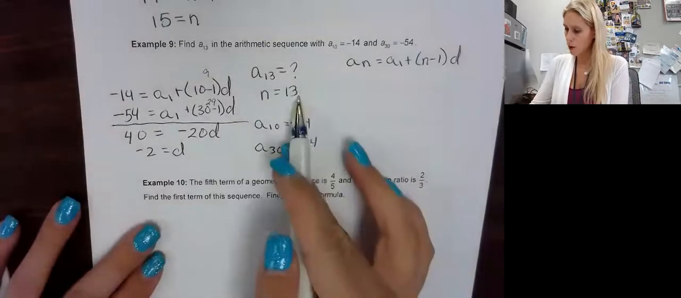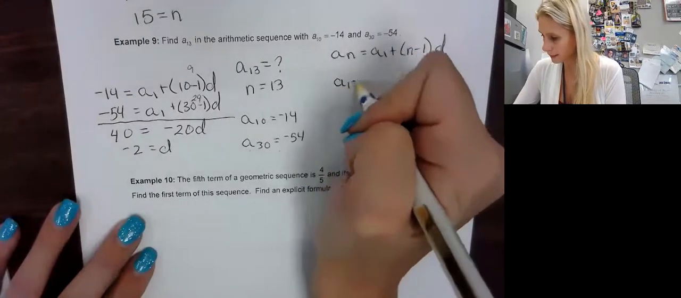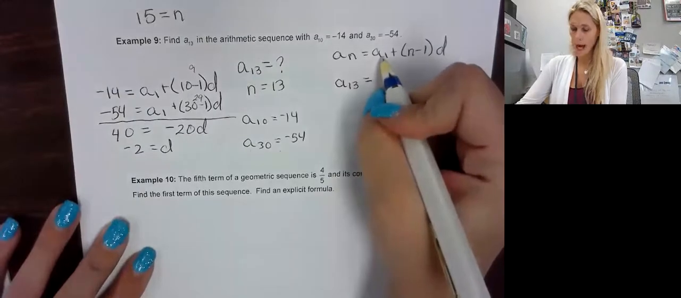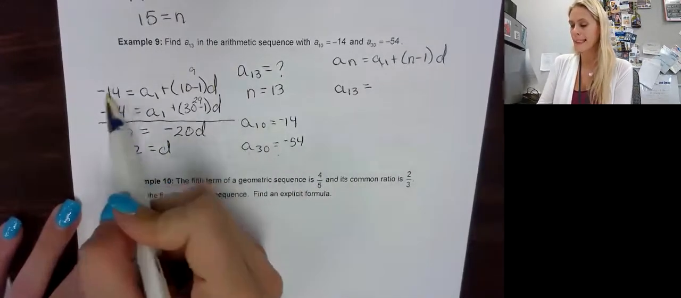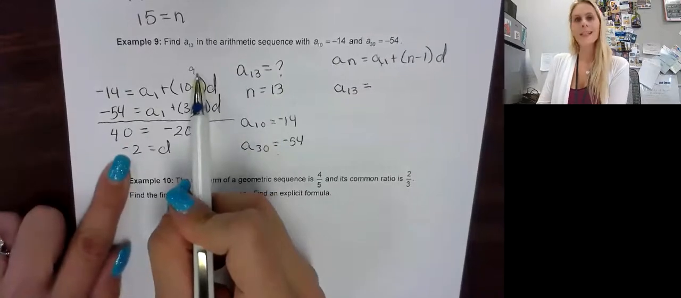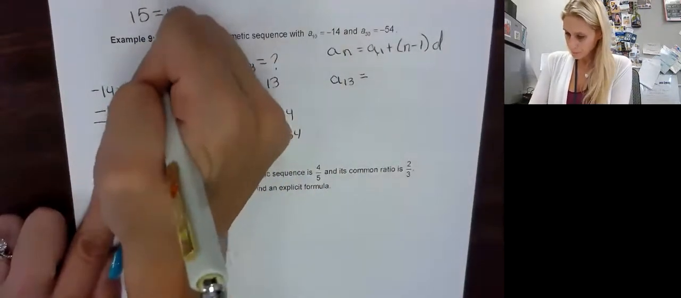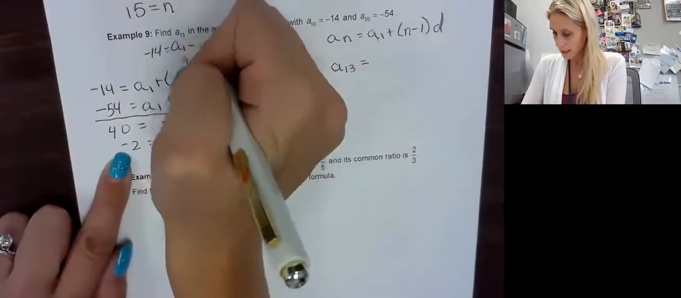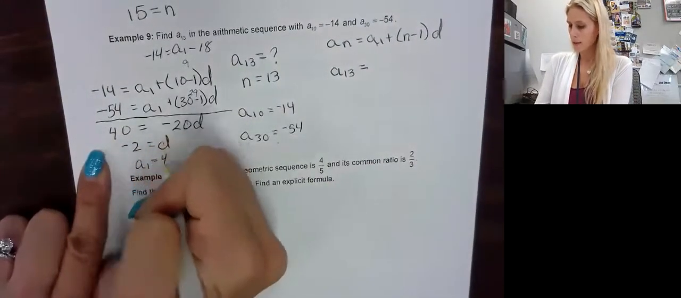All right. So what we now need to do is plug in. We are trying to find a subscript 13. What we need is the first term, right? How could we find the first term? Can't we find it just by plugging d into one of these equations? So 9 times negative 2 is negative 18. Negative 14 equals a subscript 1 plus negative 18. So a subscript 1 equals 4.